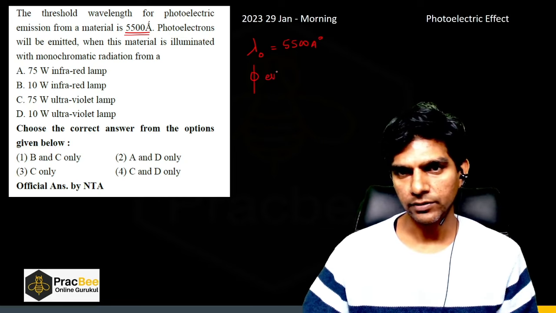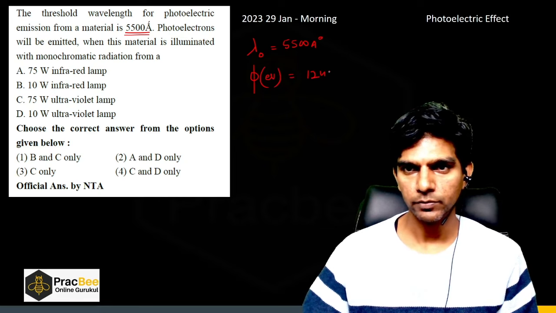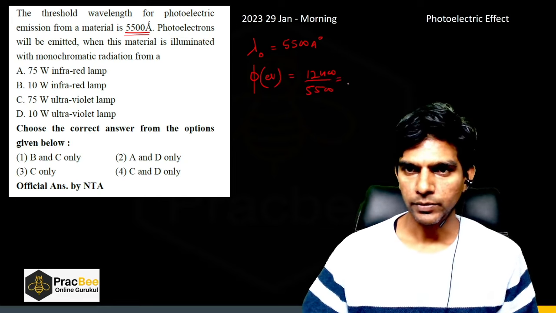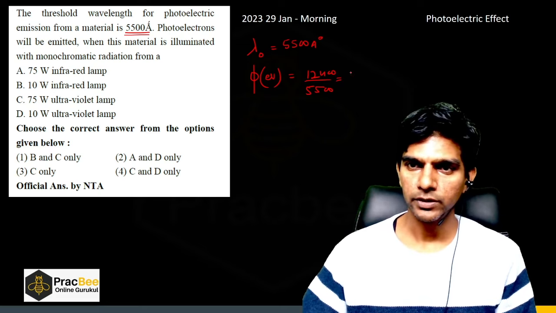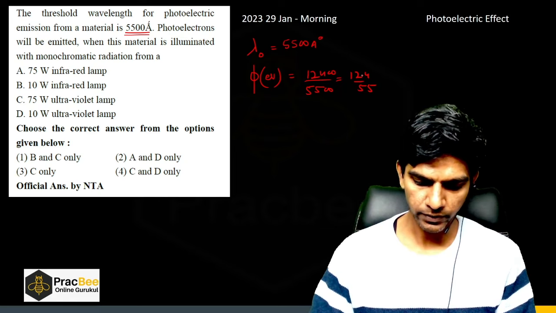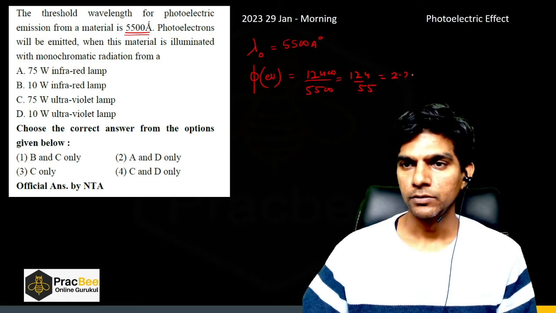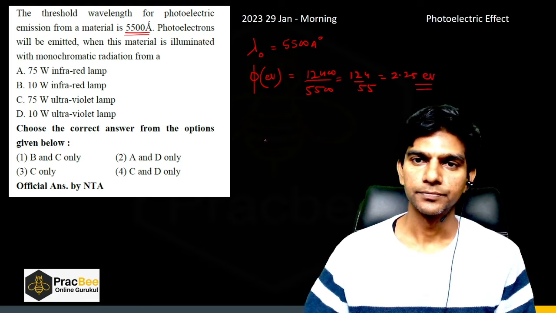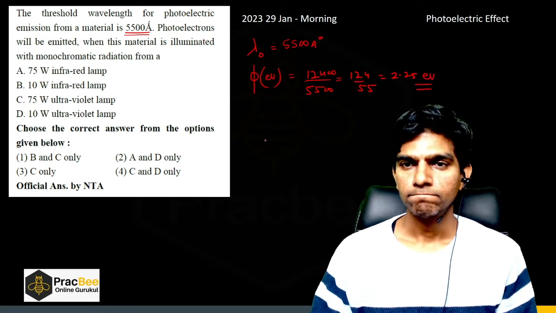So work function in electron volt can be given by 12400 divided by 5500. So this will be 124 divided by 55. So exact value will be around 2.25. So this is 2.25 electron volt, right?